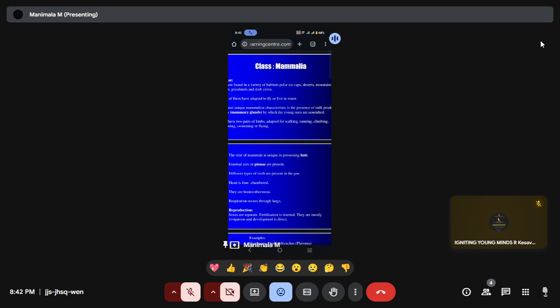And the diaphragm separates the thorax and abdomen region. Our chest cavity and abdomen cavity are separated by the what? Diaphragm. It has an important role in breathing.